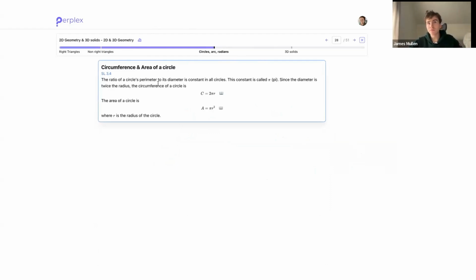Let's start with what we kind of know from the past, which is that the perimeter of a circle is 2 pi r, or pi times the diameter. That's actually the definition of pi: the circumference divided by the diameter, the original definition of pi, the ratio of the perimeter of a circle to its diameter. Since the diameter is 2 times the radius, the circumference is just 2 pi r. And also, we know that the area of a circle is pi r squared.